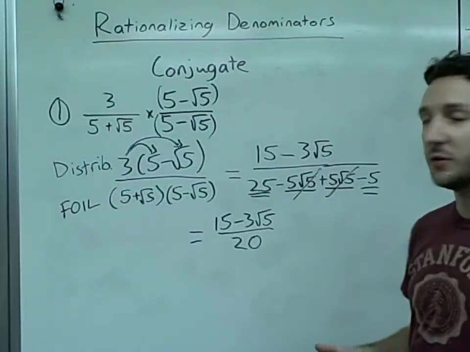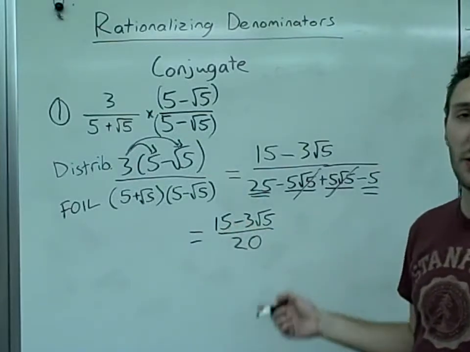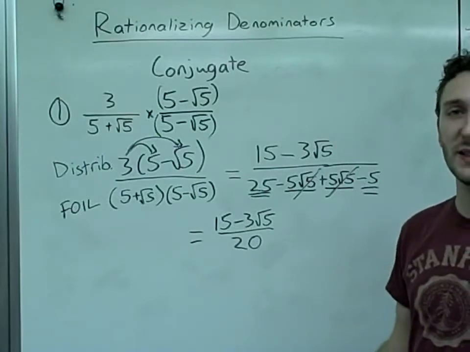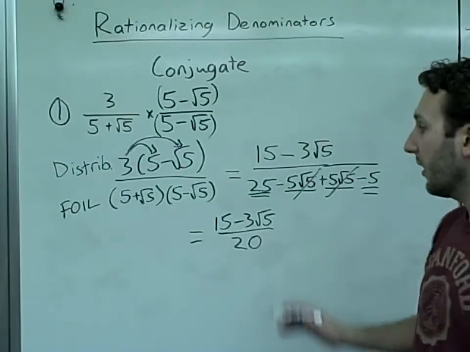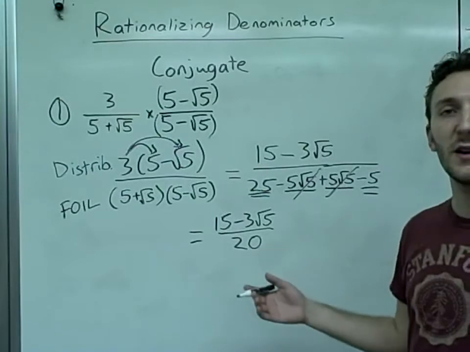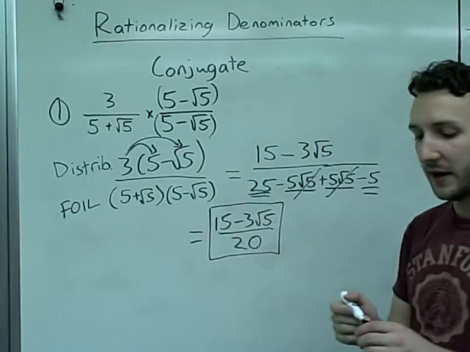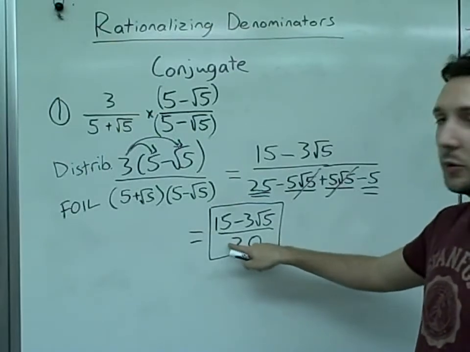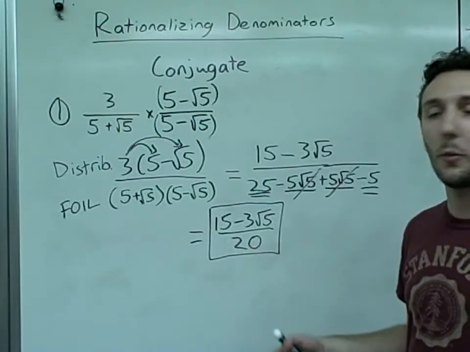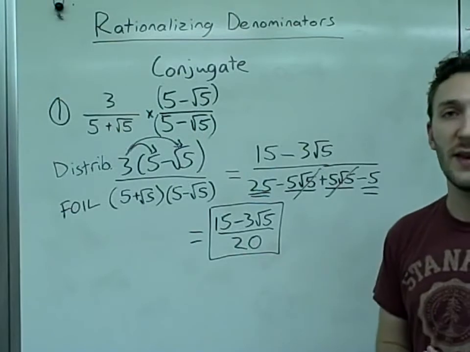And that's really as far as you can go. If you wanted to, you could factor a 3 out of the top, but it wouldn't really help you simplify because 3 doesn't go into 20. So that is as far as you can go with this fraction. And now you have successfully rationalized the denominator, again, because there's no square root in the denominator. That's the whole point, because they cancel out in that step there.